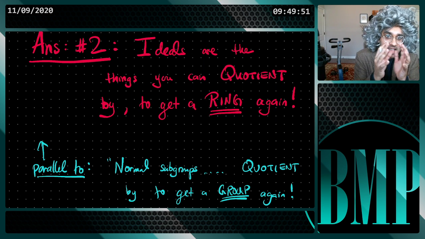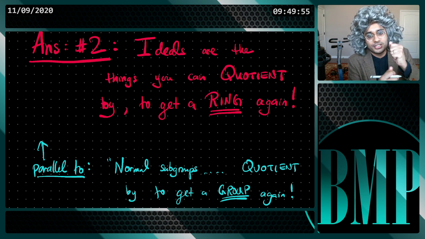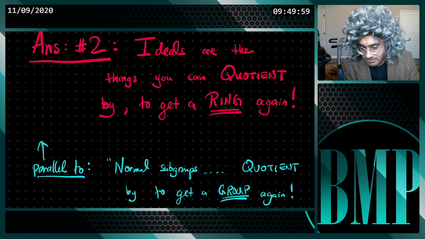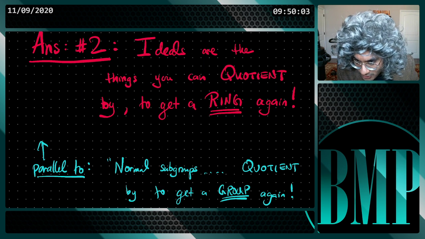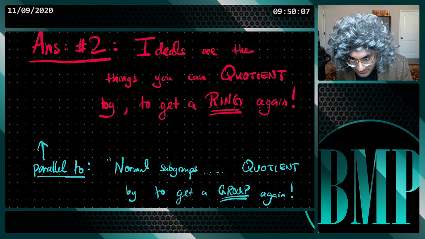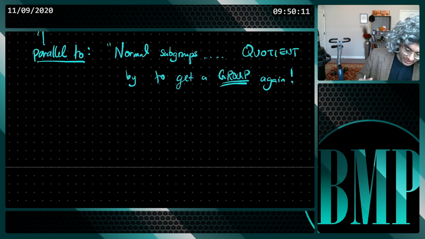The ideals are exactly the sub-chunks of a ring that will allow us to quotient and produce a new ring again. Okay? But is it the kernel of something? Yes, every ideal is a kernel of something. Oh, the total ring is an ideal. Yes. Okay, let's address that.